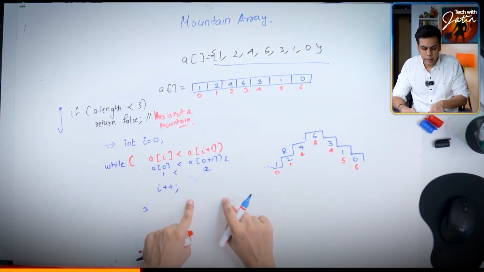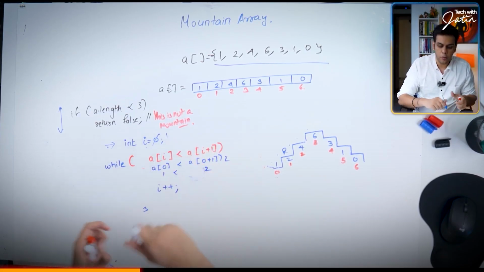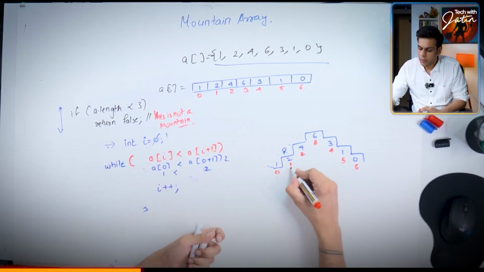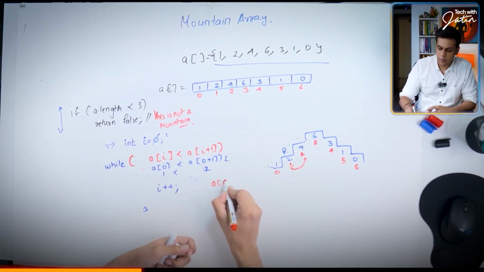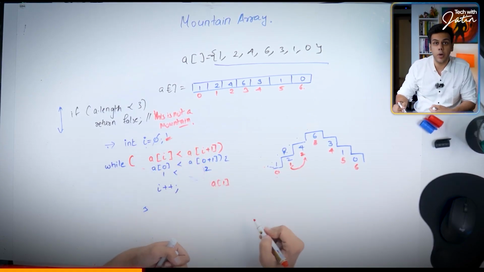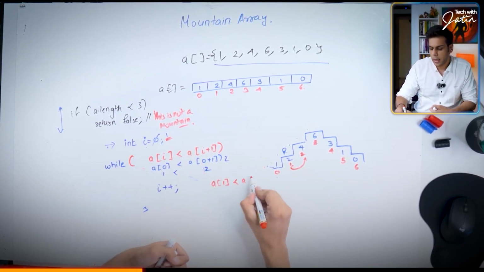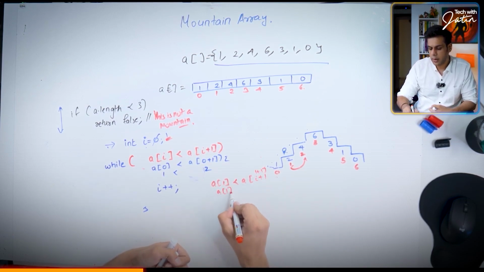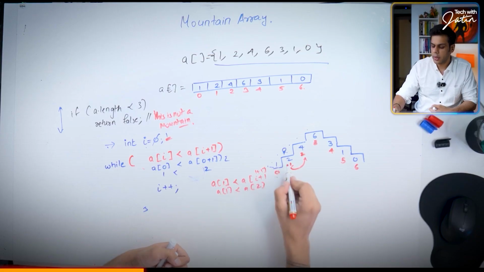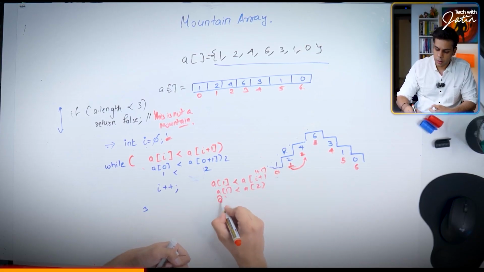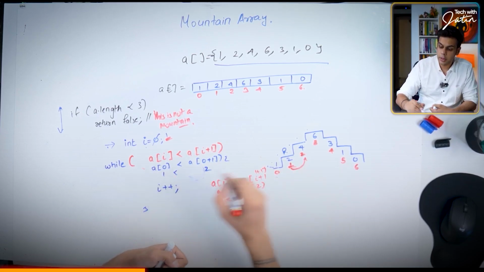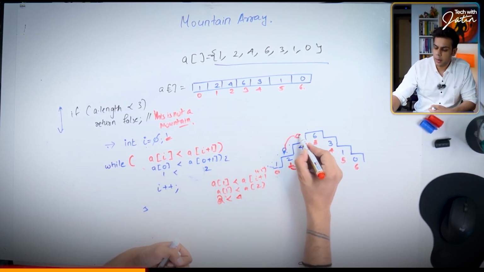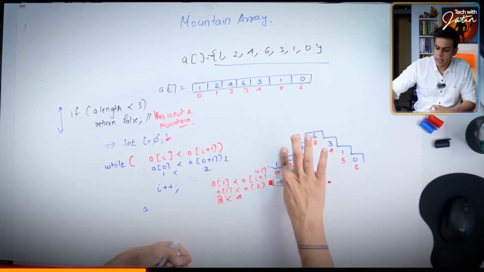Then again, I is going to be right now, let's say 1. So over here, we will compare this and the next element. A of 1, because I right now is 1. A of 1 less than A of I plus 1. That is 1 plus 1. So A of 1 less than A of 2. What is A of 1 right now? 2 less than. What is A of 2? 4. Condition is true. Again, I'm going to climb up. I'm going to come over here. Is this part clear to everyone?